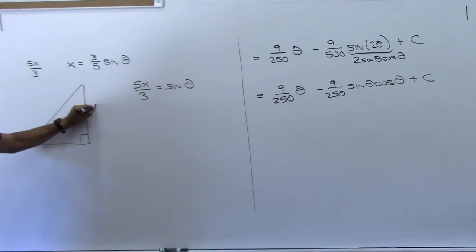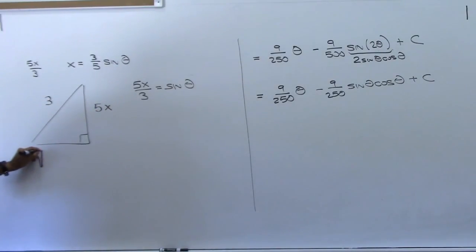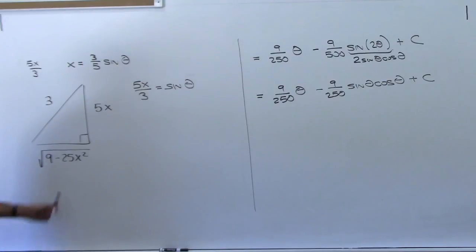So that means this is 5x, this is 3, which means this is the square root of 9 minus 25x squared. Hey, wasn't that the original root thing? It was, wasn't it? Before I factored out the 25. All right, I think we're ready.